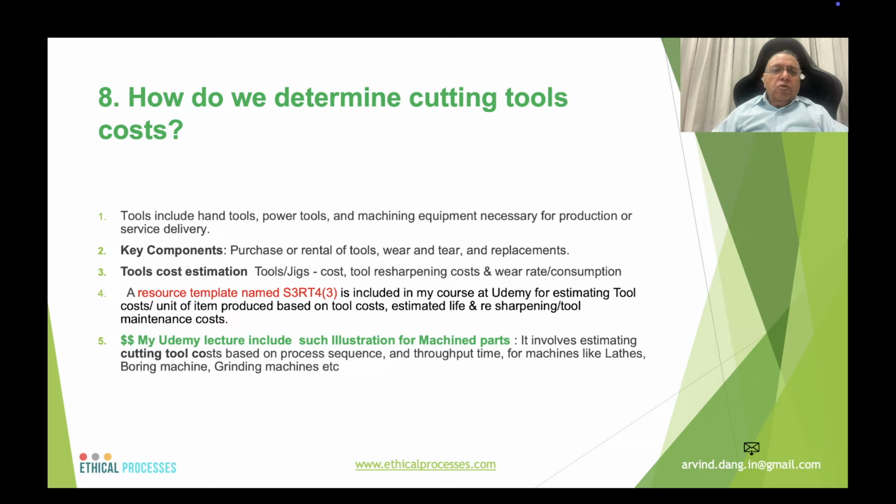How do we determine the cutting tools? The key components for the cutting tools are purchase cost, sometimes rental cost for heavy tools, then wear and tear and replacements. The tool cost estimation is based on the tools and jigs cost, tool reshuffling cost, and wear and tear consumption. A resource template called S3RT4, Section 3 Resource Template 4 Part 3, is included in my course at Udemy for estimating the tool cost per unit for the item produced on tool cost basis, based on the estimated life and resharpening of tools and maintenance costs.